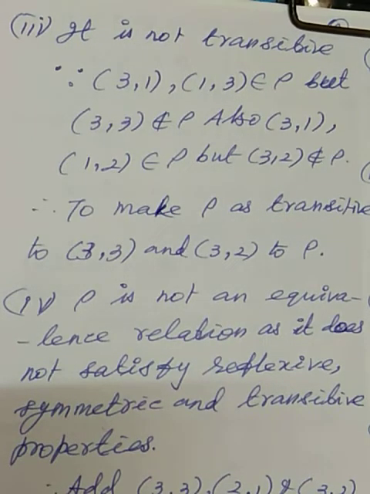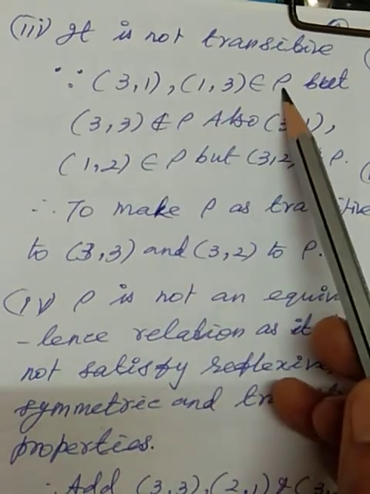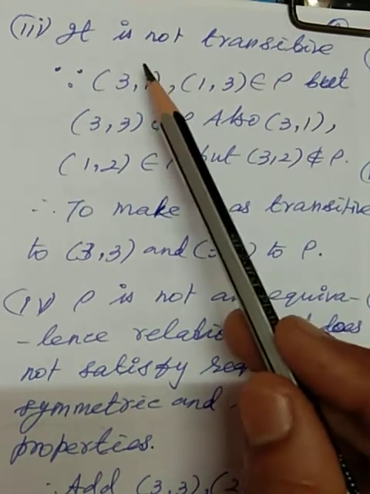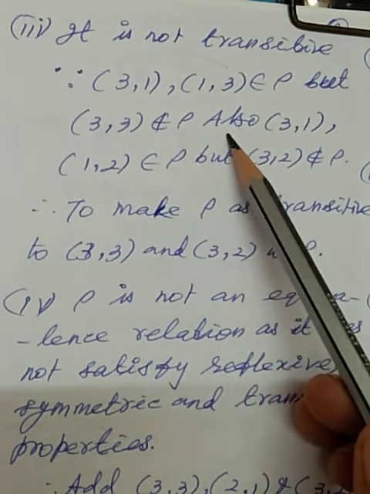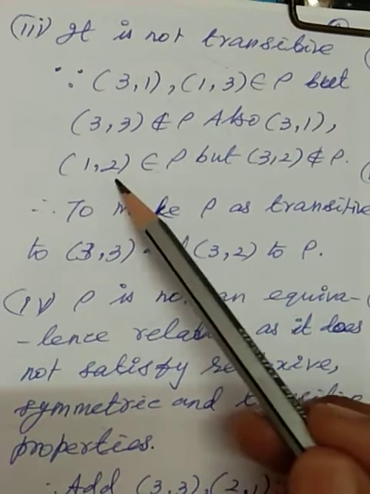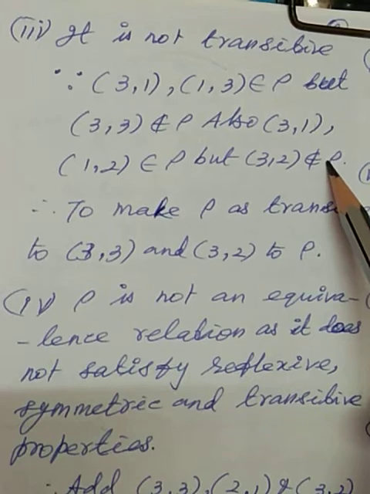Is rho transitive? If not, state the reason. Write the minimum number of ordered pairs to be included to rho so as to make it transitive, and write the minimum number of ordered pairs to be deleted from rho so as to make it transitive. So is rho transitive? Transitive means here (3,1) and (1,3) belong to rho. If it is transitive, then (3,3) must be in rho, but (3,3) doesn't belong to rho. Also (3,1) and (1,2) belong to rho, and (3,2) doesn't belong to rho. Hence it is not transitive.